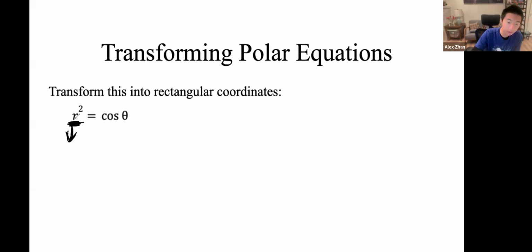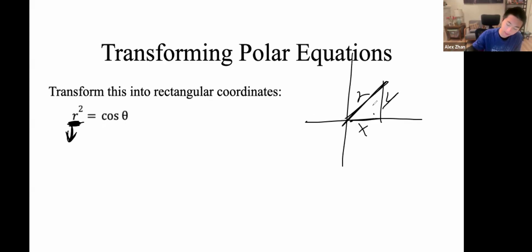Okay, let's just start with x squared then. This one should be a formula we're familiar with. If you think about it, this is R, this is x, and this is y. So what is the relationship between R, x, and y? R is the hypotenuse, so by Pythagorean, R is equal to the square root of x squared plus y squared. So R squared is equal to x squared plus y squared.